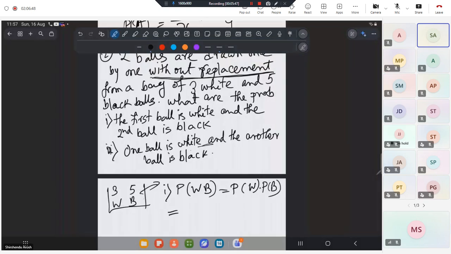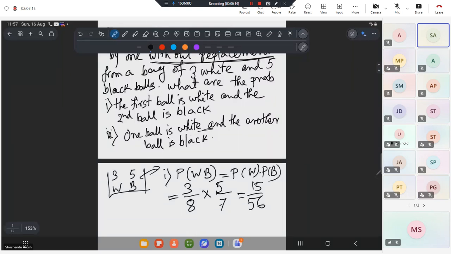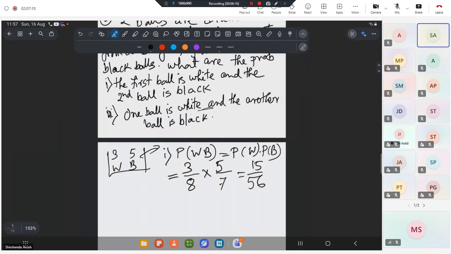The probability of a white ball out of 8 balls, if I want to get a white ball, that could be 3C1, that means 3. Since we are doing it without replacement, one ball is thrown away, so now there are 7 balls. Out of 5 black balls, I have to find one black ball, that's why 5C1, that would be 5. So the first case would be 15 by 56, right?